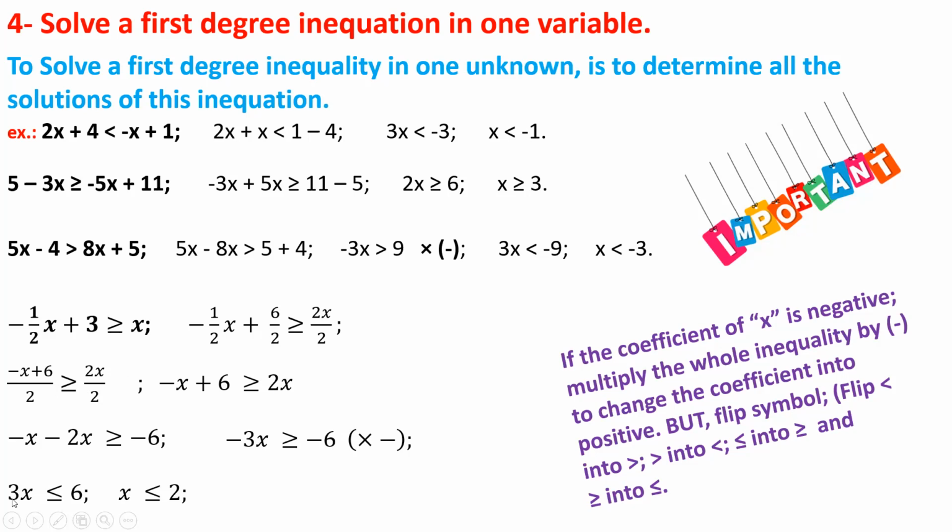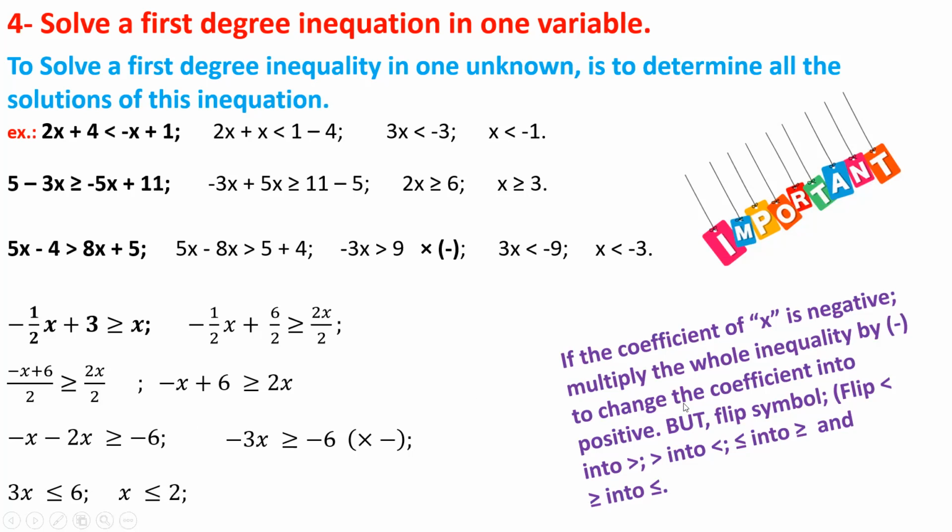Now the coefficient is positive. I divide by 3. So 3x by 3 is x, less than or equal to 6 by 3, which is 2. So x can be any value less than or equal to 2, and 2 is included. So my solutions of x can be 2, 1, 0, minus 1, minus 2, etc.